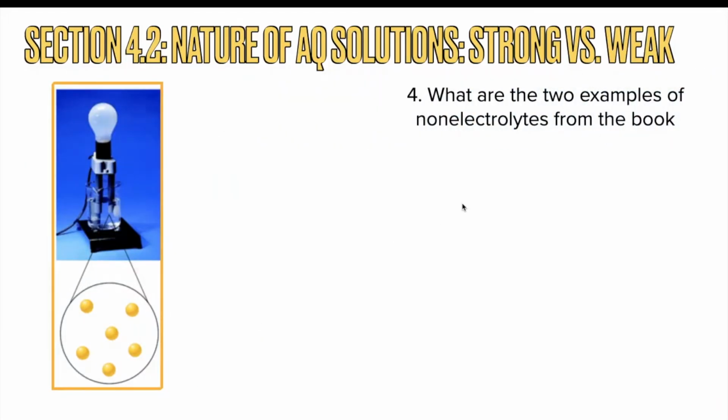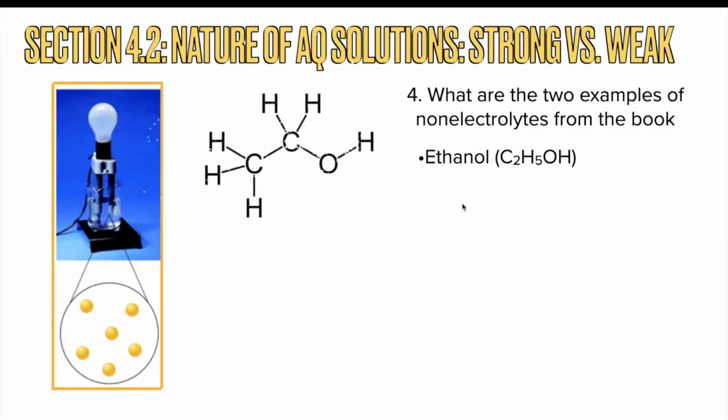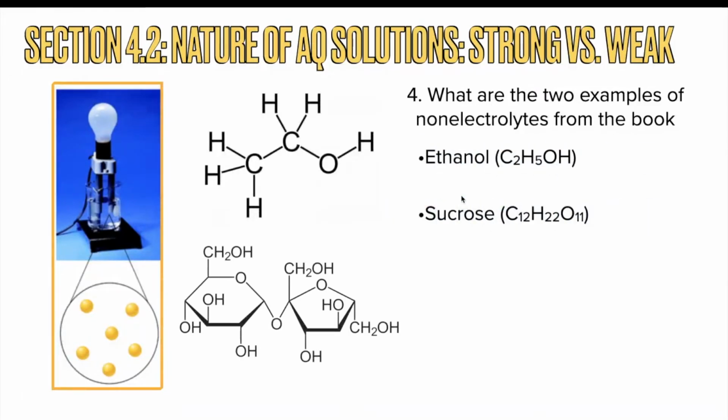And then non-electrolytes. The book only mentions two. It mentions ethanol and it mentions sucrose. So yeah, they both have polar bonds. That means that they're going to dissolve in water, but they're not going to break apart into ions at all. So ethanol, even though it's going to dissolve in water, it's not going to break apart into pieces. It's not going to ionize.